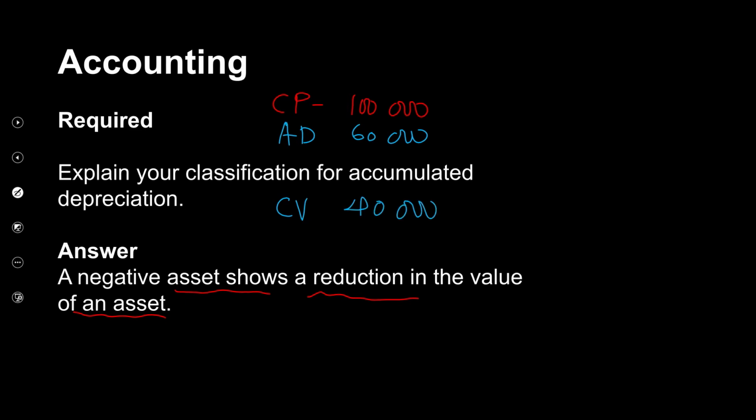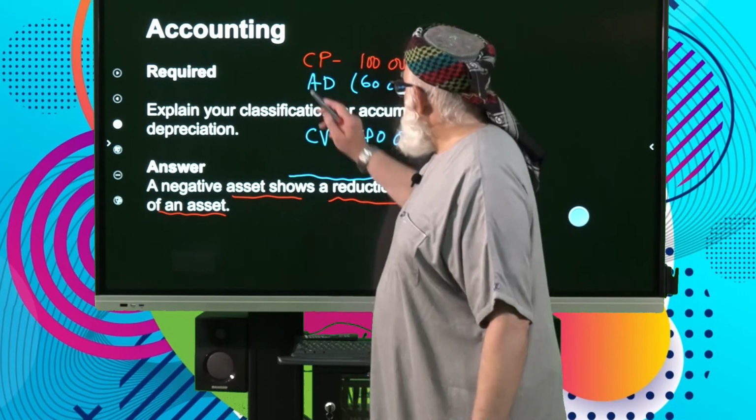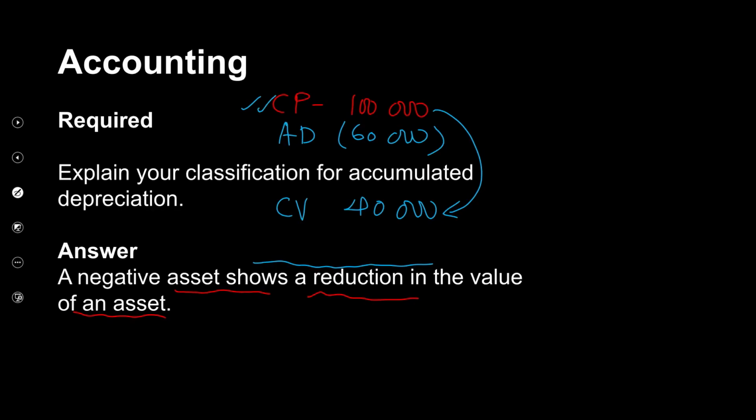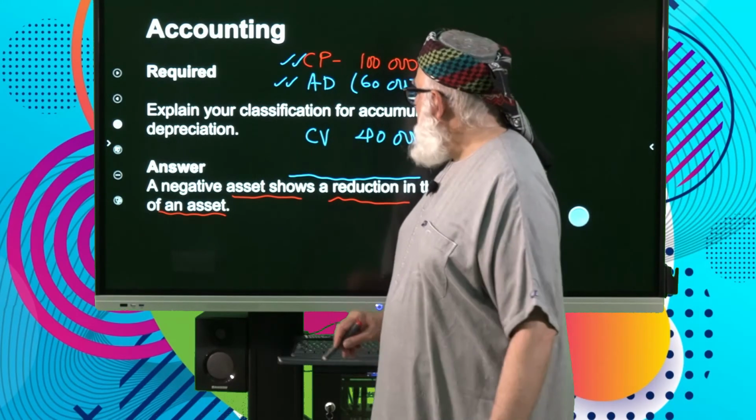Why? What did we do? We took the cost price minus the accumulated depreciation to give me a carrying value. So now, a negative asset shows a reduction in the value of your asset. There you can see cost minus accumulated. Therefore, I'm repeating what I said earlier on. An asset has two parts to it. Its cost price, its original cost, and its accumulated depreciation, the total amount of depreciation that you have written off to date, therefore giving us the term negative asset.